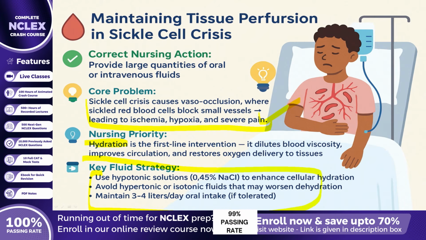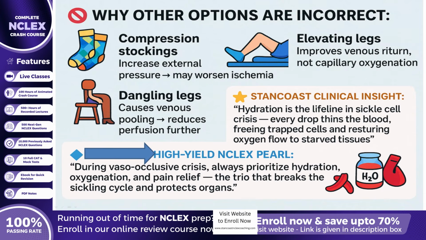Hypotonic intravenous fluids, such as 0.45% sodium chloride, are particularly useful because they promote intracellular hydration. In contrast, isotonic or hypertonic solutions may aggravate dehydration. Throughout therapy, nurses must closely monitor intake and output, assess for fluid overload, especially in clients with renal compromise, and encourage an oral fluid intake of at least 3 to 4 liters per day if tolerated.